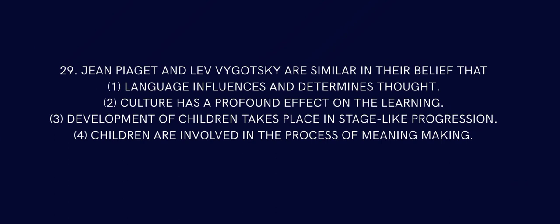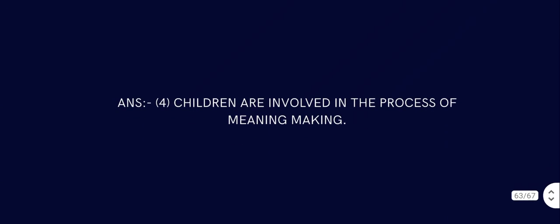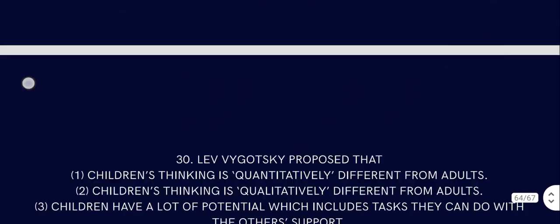Development of children takes place in a stage-like progression. Yes, that is true. Children are involved in the process of meaning making. So the more correct one is that children are involved in the process of meaning making. Both Jean Piaget and Lev Vygotsky have similar views that children are involved in the process of meaning making. So that is the correct one.